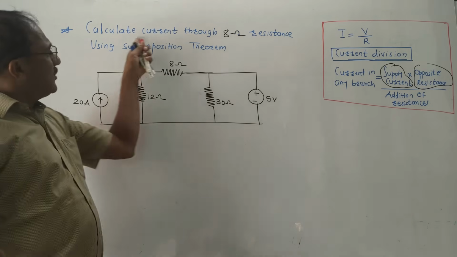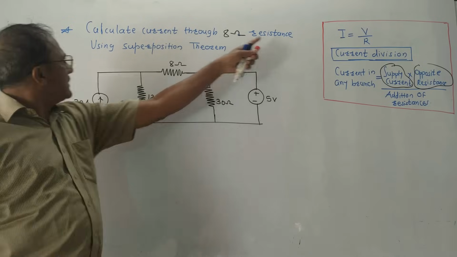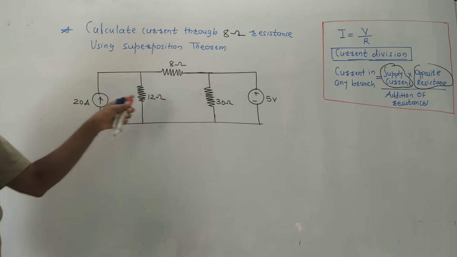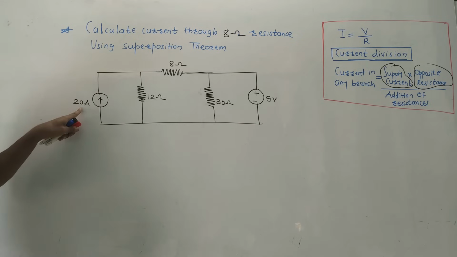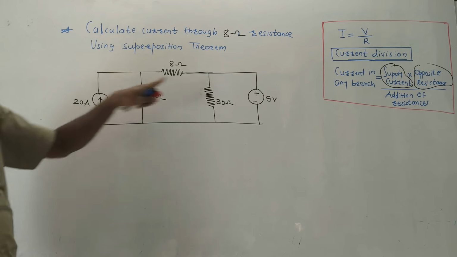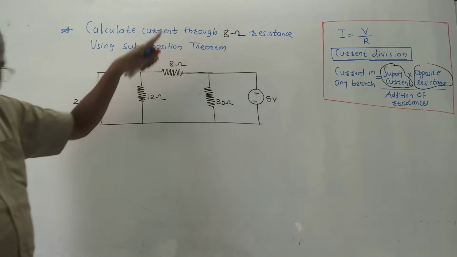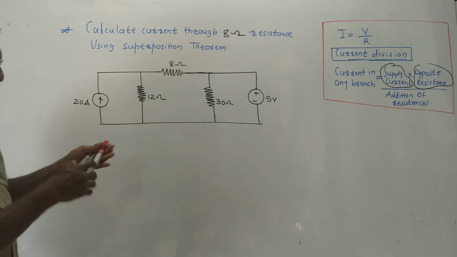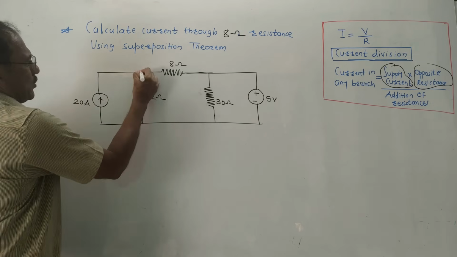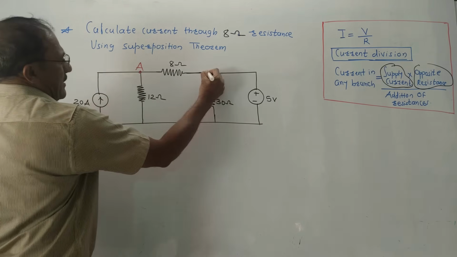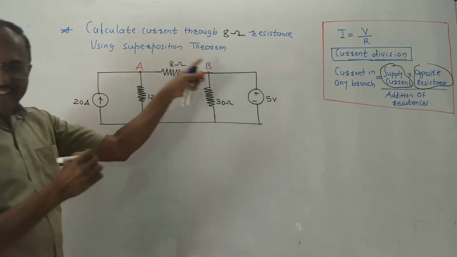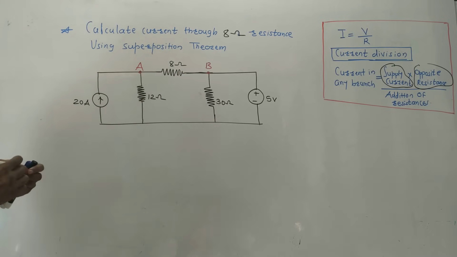Next problem is to calculate the current through the 8 ohm resistance using the superposition theorem. Now, there are again 2 sources. One is a current source of value 20 amperes, another is a voltage source of value 5 volt. It is asked to calculate the current flowing through the 8 ohm resistance. So I will give some notations like AB. It is asked to calculate the current passing through branch AB, that is through the 8 ohm resistance.